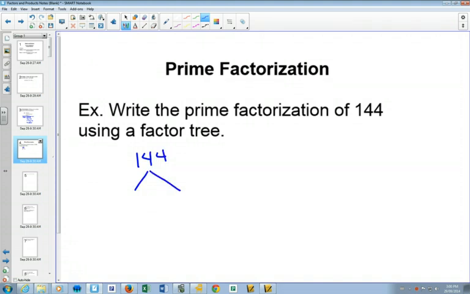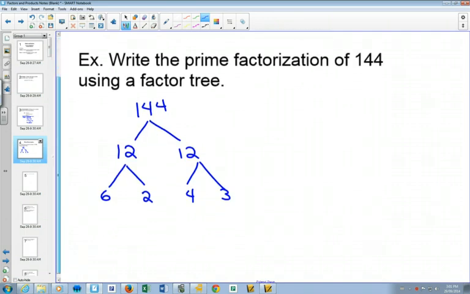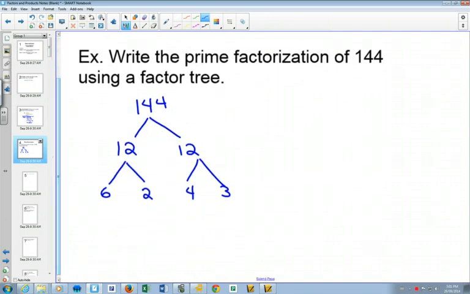144 is what times what? 12 times 12. Then you look at 12 times 12 and you say, can I break that up further? Somebody says 6 times 2. Somebody else says 4 times 3. It doesn't matter which one you choose. The factor tree will work out in the end. And then finally, you look at any of these. Can they be broken up? Yes. 3 and 2, and 4 is 2 and 2.